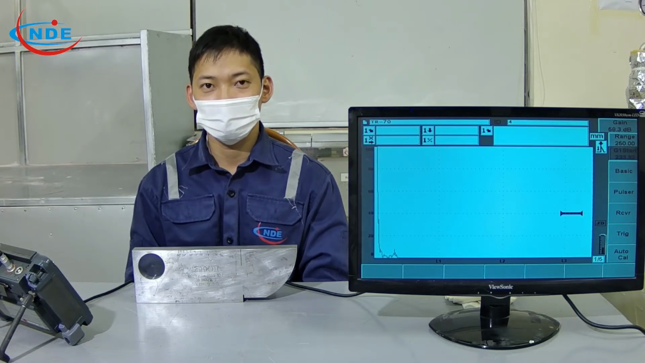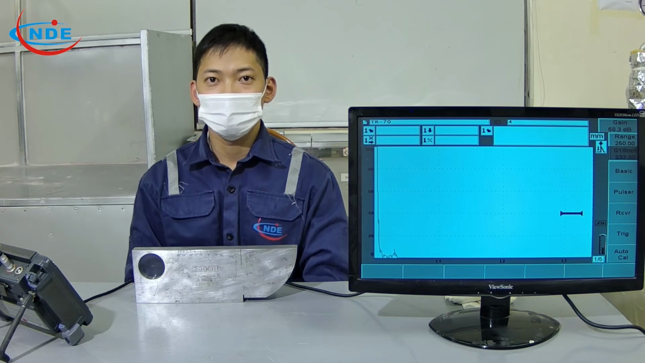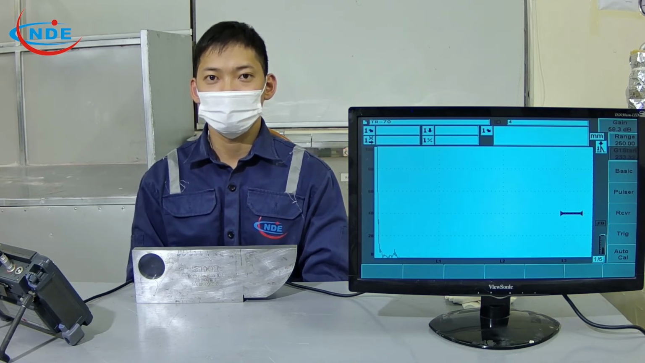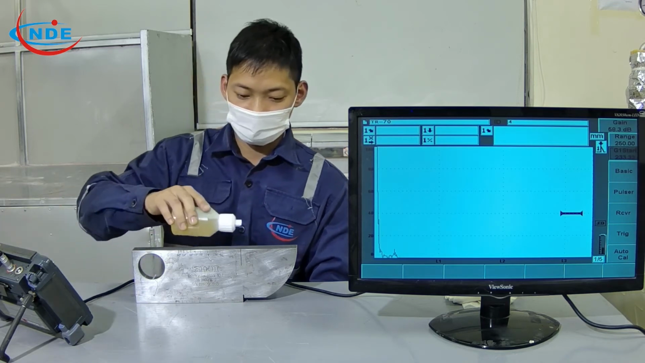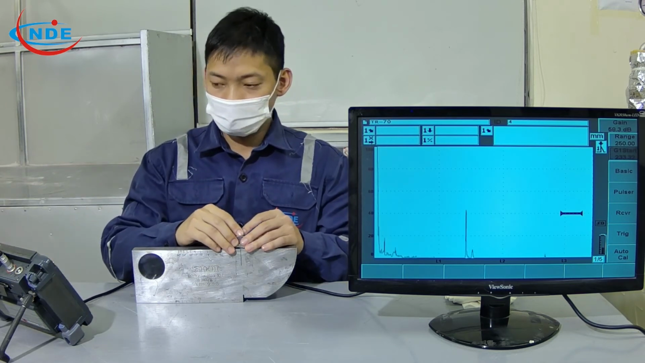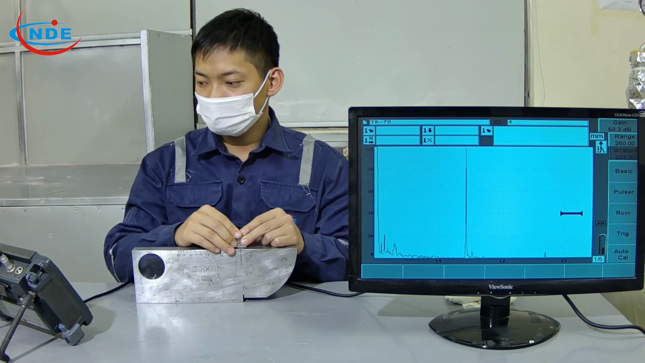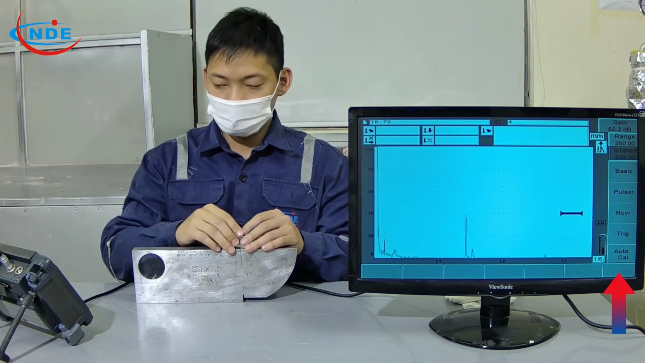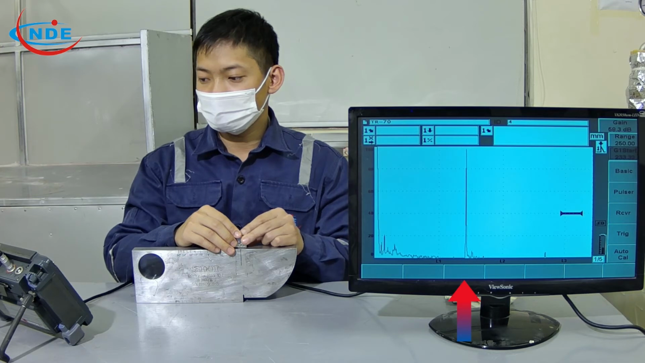In this step, we can determine the sound velocity in the material and also the probe delay. Contact the probe on the surface of the V1 calibration block and observe the reflection from the curved surface. Move the probe until achieving the maximum amplitude of indication. Use the automatic calibration function on the UT machine.